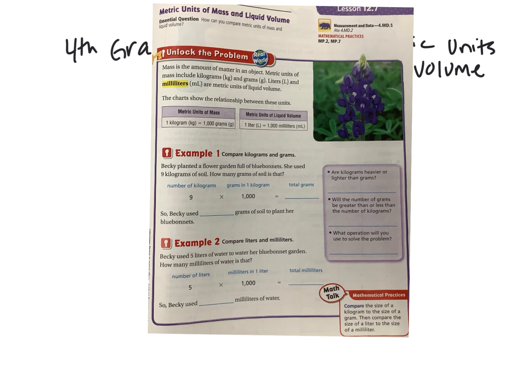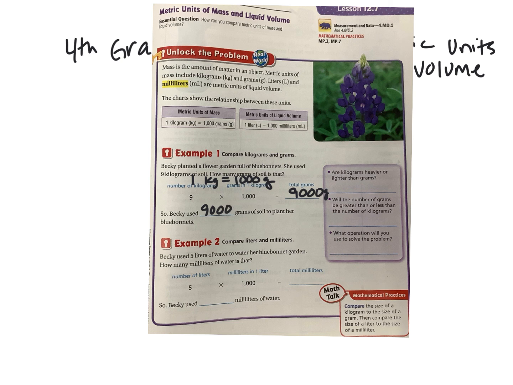Well, remember that 1 kilogram is equal to 1,000 grams. So if I'm going to end up with 9 kilograms, I would multiply by 9. I do the same on the other side of my equation, 1,000 times 9, and that's going to give me 9,000 grams. So Becky used 9,000 grams of soil to plant her bluebonnets.